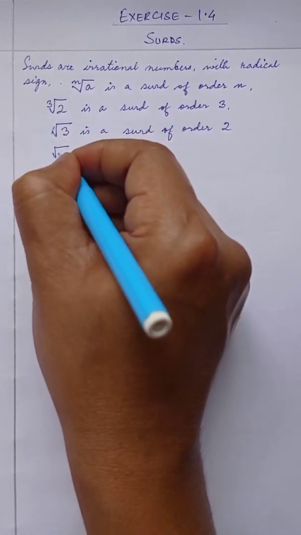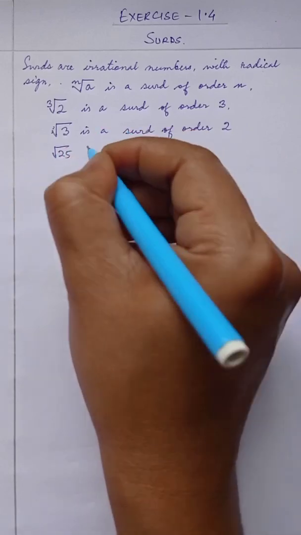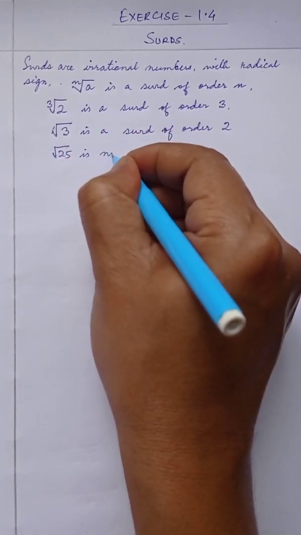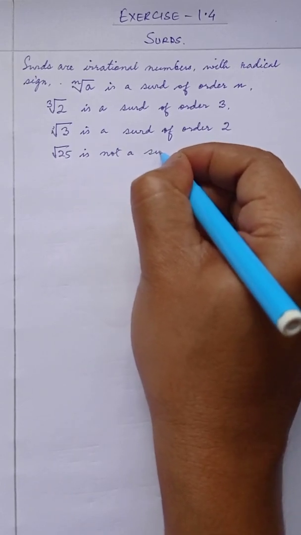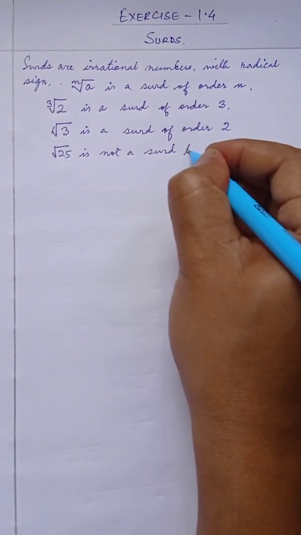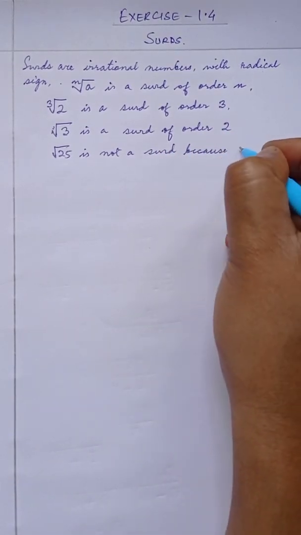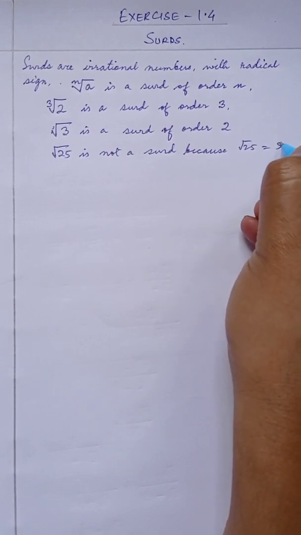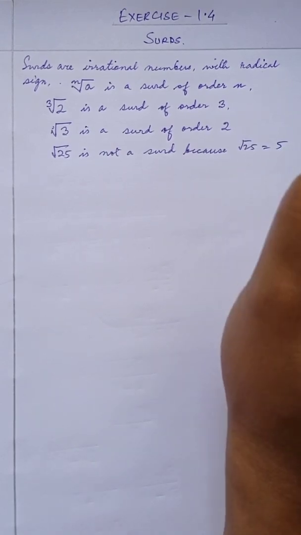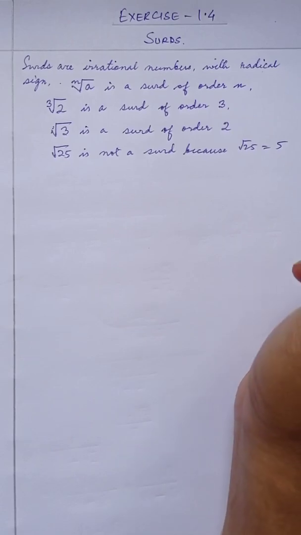If I write root 25, is it a surd? It is not a surd, because root 25 is 5. You can solve it. So if it can't be solved, it's a surd. Otherwise, it's just a normal rational number.